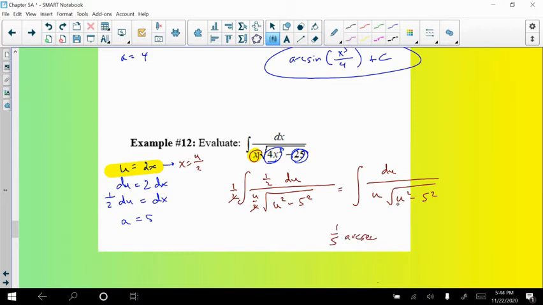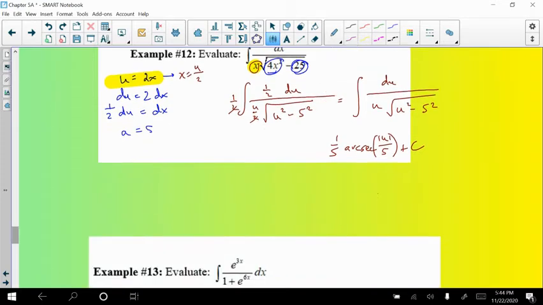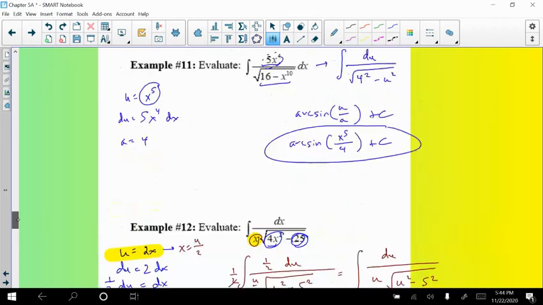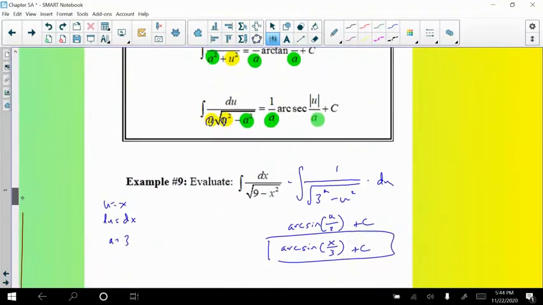And that's the absolute value of u over 5, like that, plus c. And only the function is in absolute value, although here it's positive anyway, so it doesn't really matter. And what was our u? It was equal to 2x. So we have 1/5 arcsecant of 2x over 5 plus c. Okay, so again, the sooner you can commit those to memory, the better.